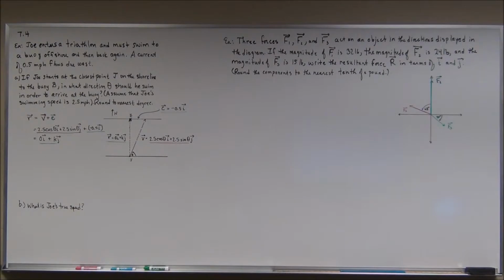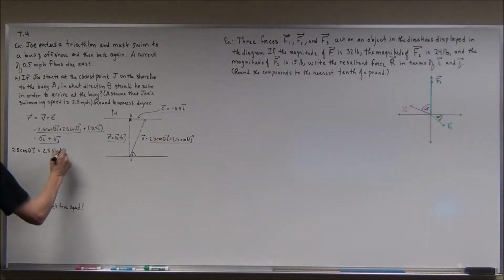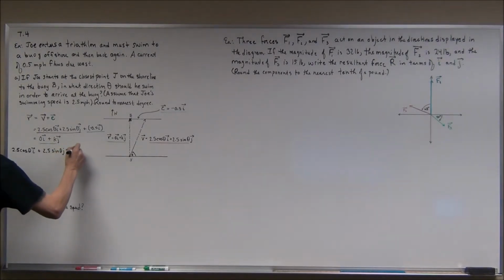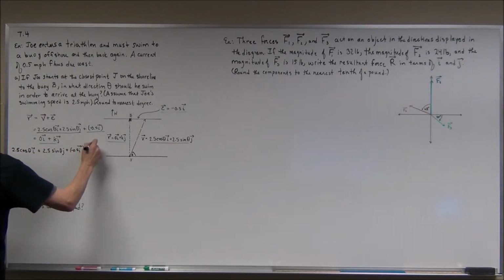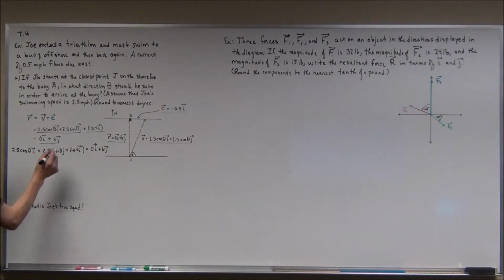Now, with that stated, I'm going to say that 2.5 cosine theta i plus 2.5 sine theta j plus -0.5 i is equal, and I'm going to write it again here so it's all in one line, to 0i plus k times vector j here. I keep saying i's and j's and I forget to say vectors, and sometimes I even forget the notation. But that's what I meant. Sorry about that if I'm causing any confusion here.